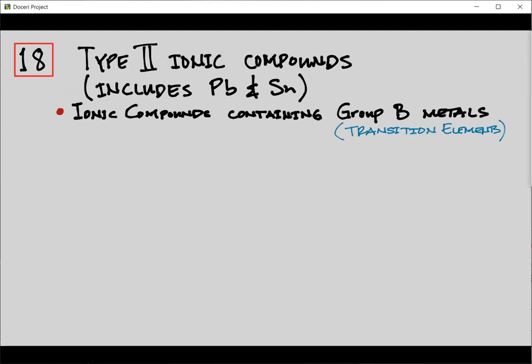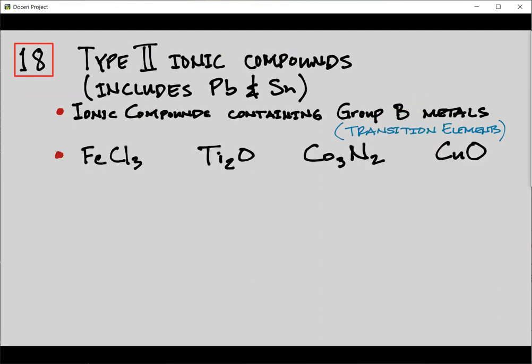Okay, so these are the ionic compounds containing group B metals or the transition elements. Here are a few examples. We have FeCl3, Ti2O, and so on and so forth. How would we name these ionic compounds? The first thing that you want to do whenever you're naming them is to reverse the crisscross, okay? Because we want to know what the charge is on the type 2 metal, because they can have multiple different ionic charges.